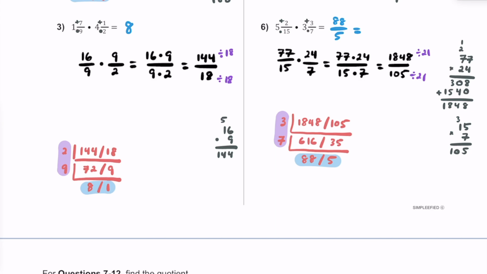Now, we can go ahead and write this as a mixed number too. For 5 going into 88, I can go ahead and write this division out just so you can see, just to practice. 88, let's see, 5 goes into 8 one time.